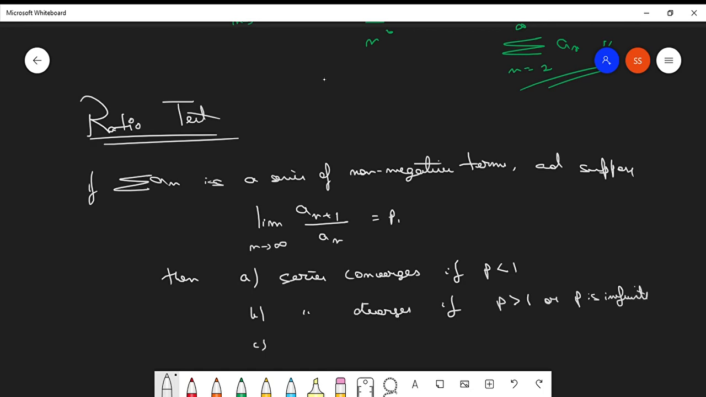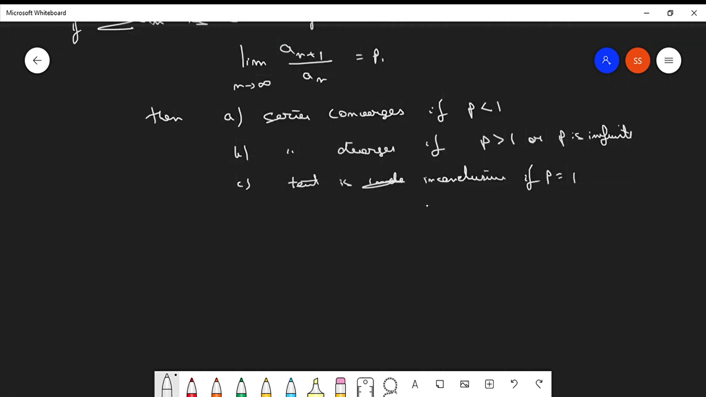And point C: the test is inconclusive if p is equal to 1. Inconclusive means in this case this test is basically failing; it is not obeying the case where limit n tends to infinity of a_(n+1) over a_n is 1. So in these two cases this test is always correct. If p equals 1 happens, then this test cannot be used to investigate the convergence and divergence of the series. Is that clear? Let's check the proof.